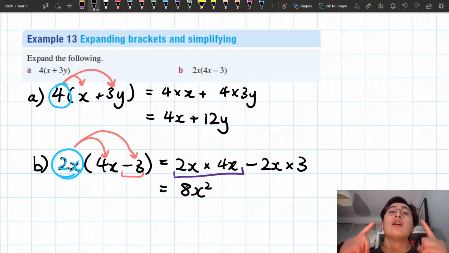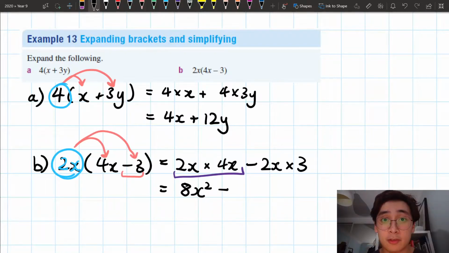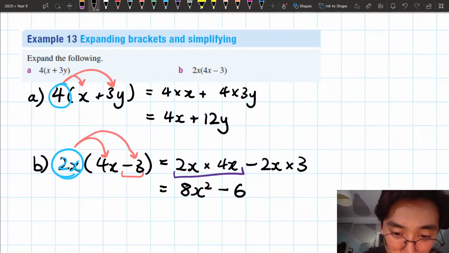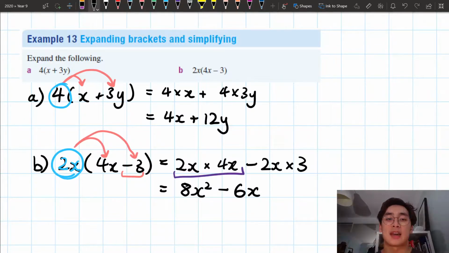Okay, now I've done my first term, I'm going to deal with the second term, so that's still a minus. 2x times 3, deal with the numbers first. So here I've got 2 times 3, what does that give me? That gives me 6. And deal with the letters, I've just got x by itself, so here I'm just going to have 8x squared minus 6x.